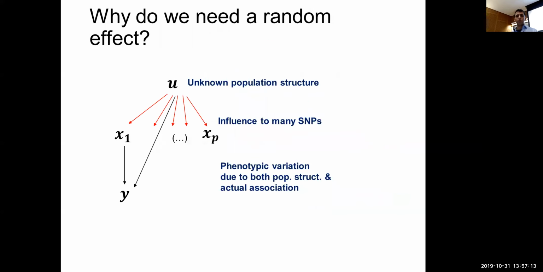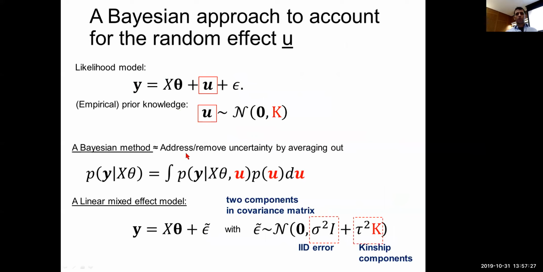Awesome. So the reason for this is that some unknown population structure might be influencing many SNPs, and then phenotypic variation that's both due to population structure and the actual association is inferred from that. So basically the Bayesian approach to account for this random effect U is to average out this uncertainty, to integrate over this uncertainty according to the probability of this noise model. Okay. So what you're left with is a residual error that is both this IID error, where every individual is independent and identically distributed, and some kinship component of that error. Everybody with me?